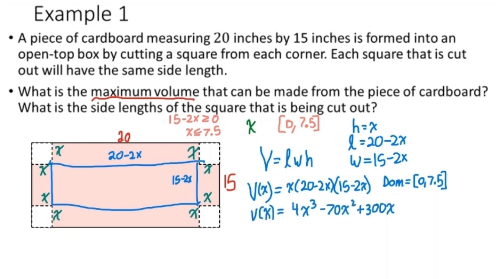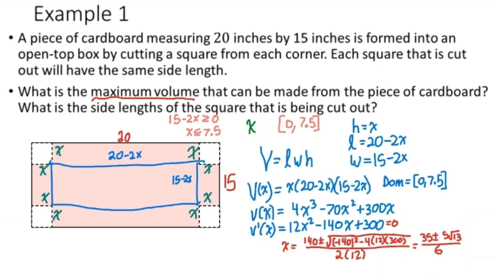When we expand, we get that V of x equals 4x cubed minus 70x squared plus 300x. Using power rule, we get that V prime of x equals 12x squared minus 140x plus 300. Since our functions are polynomials, then V prime of x will never be undefined. So we only need to worry about setting our derivative equal to 0. Since our derivative is quadratic, we can apply the quadratic formula. And after applying the quadratic formula, we get that x equals 35 plus or minus 5 root 13 over 6.